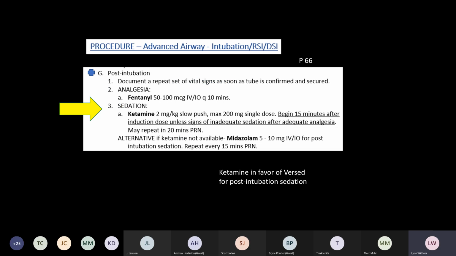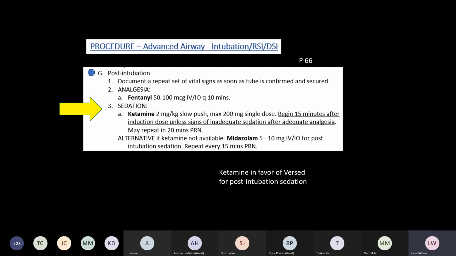And of course, pediatrics is 10 milligrams per kilo. Now, a little change to intubation, the post-intubation procedure for sedation. We've had a lot of discussion at the medical director level about appropriate sedation. We generally don't use Versed to sedate patients post-intubation in the hospital. We're using other things, including ketamine. So we're going to add that back in to post-intubation.